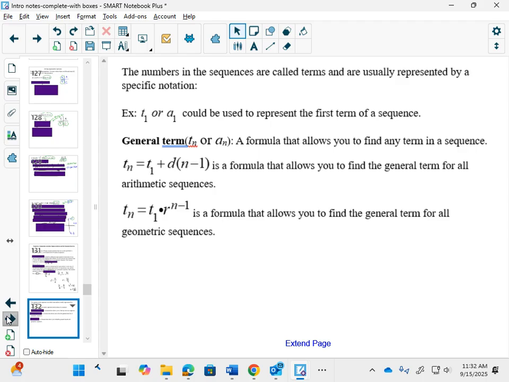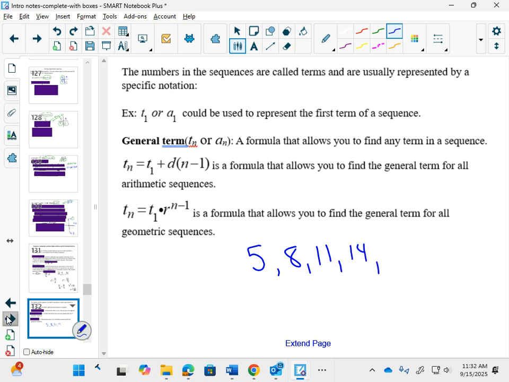Take, for example, I'll start with the general term of an arithmetic one. We'll start with 5. We will add, not too big of a number, 3. How about 5, 8, 11, 14? Are you okay with that? Do you notice that each time I'm adding 3? Obviously, it's arithmetic.